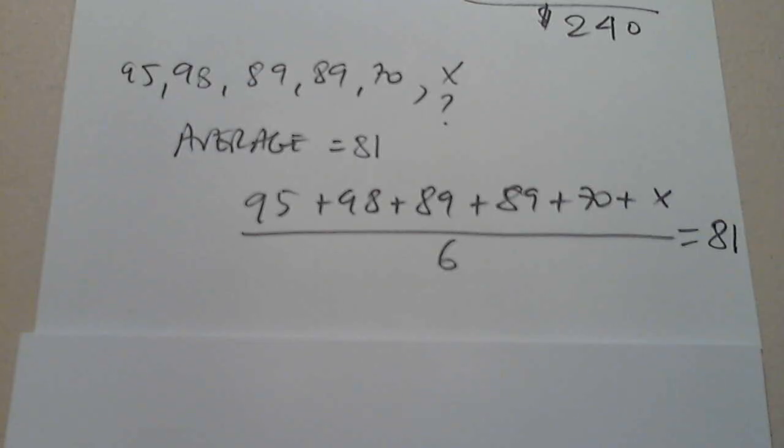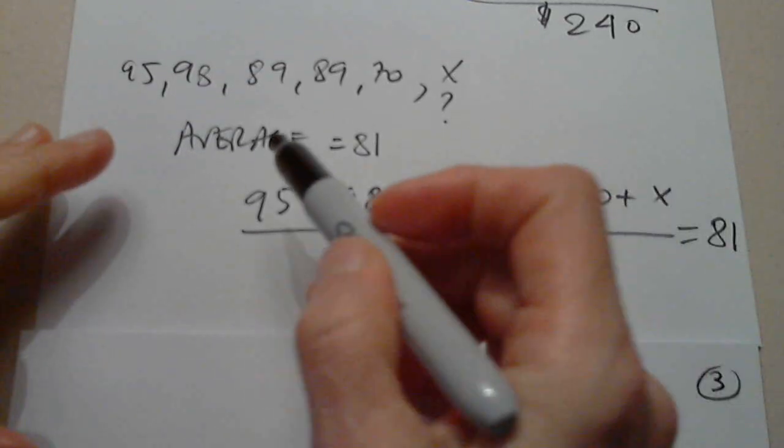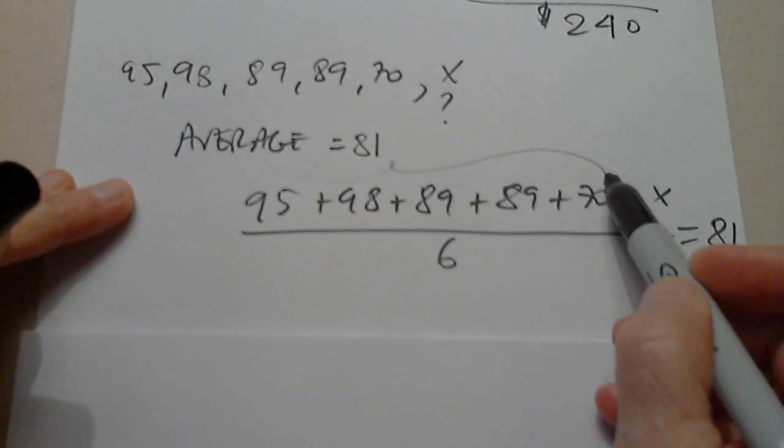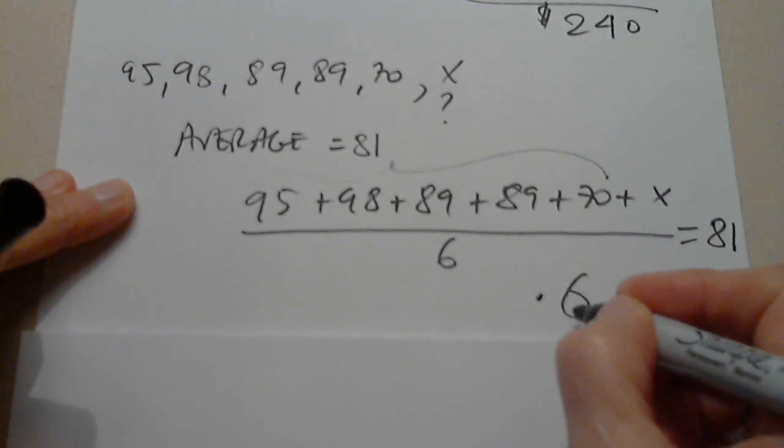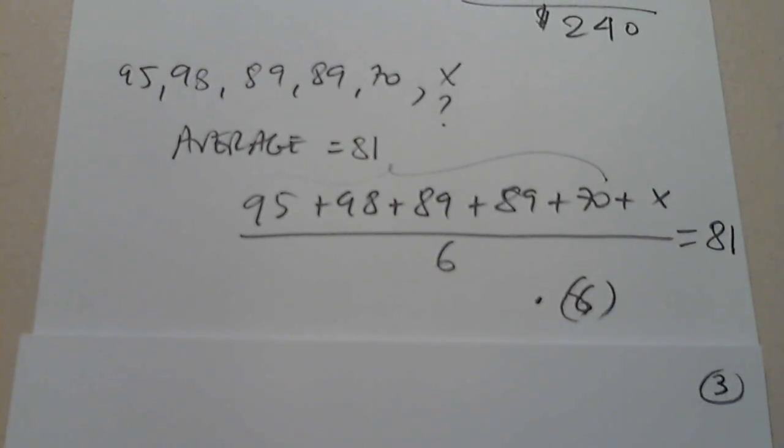Two things can be done at the same time. Number 1, I should determine the sum. And at the same time, I should multiply both sides by 6. So let's calculate the 95 plus 98 and so on. Can anyone give us that number?